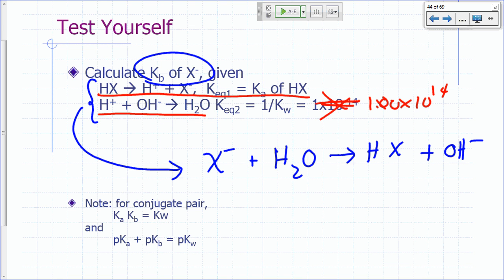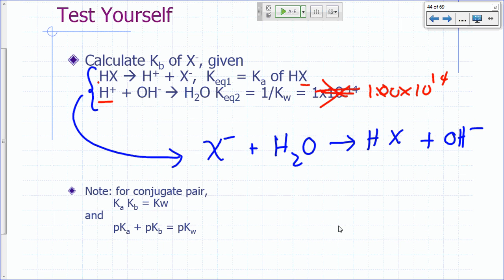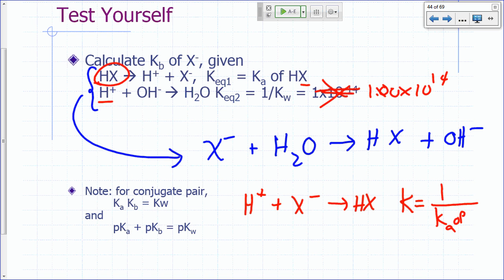So how can we combine these two reactions to give you this reaction? Think about something similar to Hess's law, right? What would that be? You want HX on the other side, right? So you reverse the first one. You write the first one in reverse: H plus plus X minus gives you HX. What's the K eq for this? It's going to be 1 over Ka of HX, right? You're flipping that one, and then you keep this one as is.